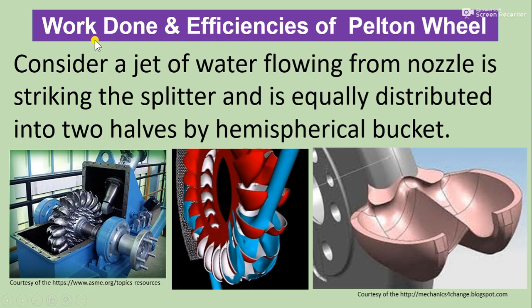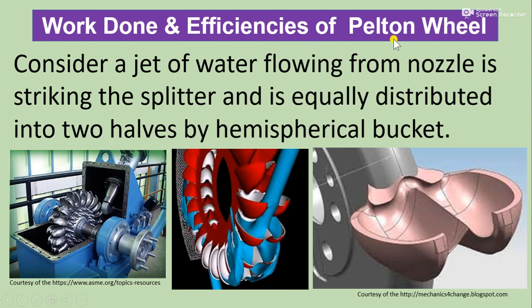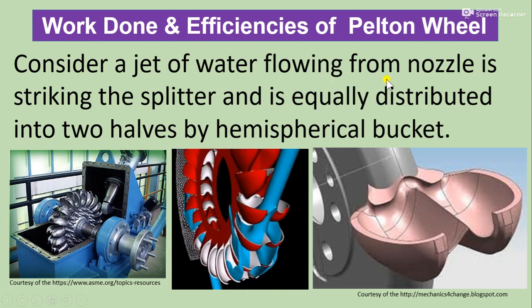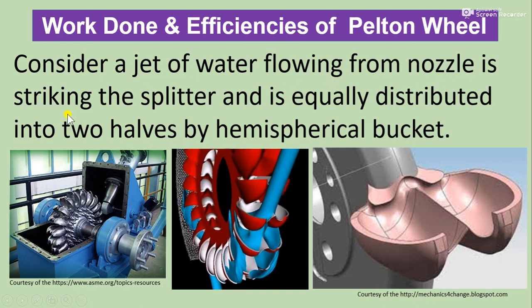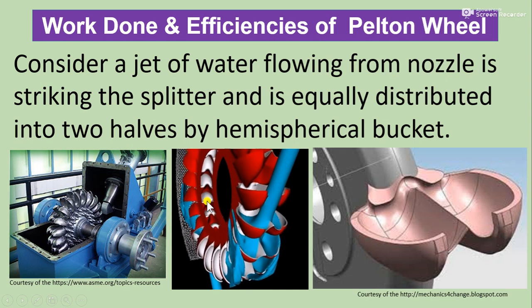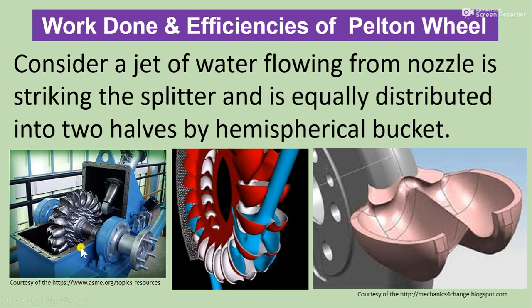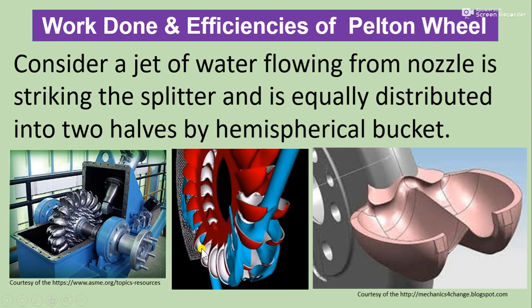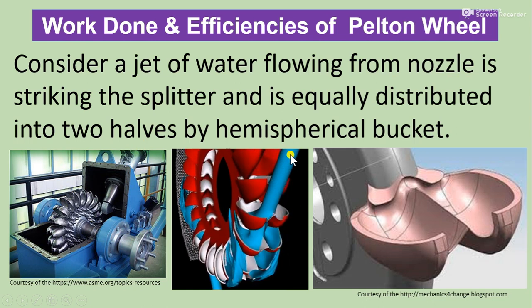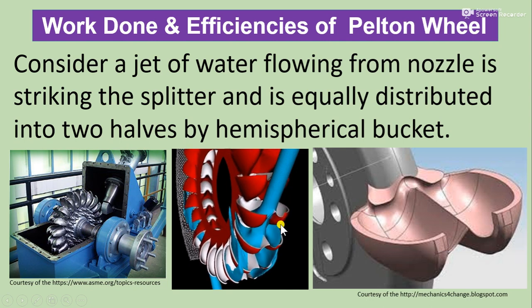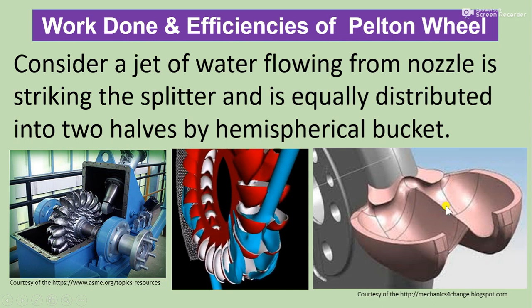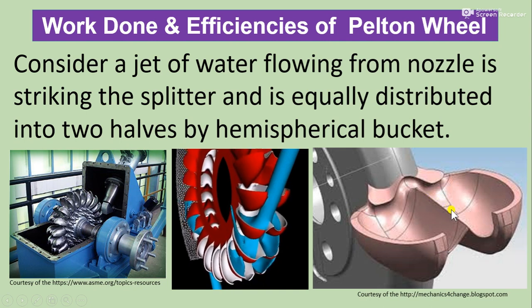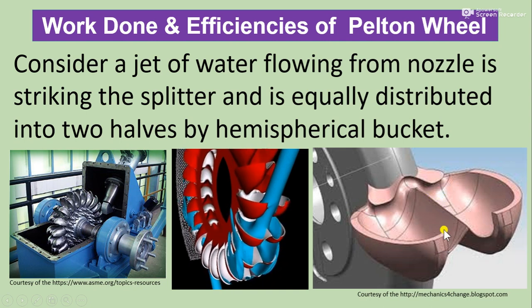Now let us see work done and efficiencies of Pelton wheel. Consider a jet of water flowing from nozzle which is striking the splitter of turbine. So here we see a cut section view of Pelton wheel. Here you can see a jet of water striking to the bucket, which is having a shape of hemispherical bucket. So by this, jet is divided into two parts.